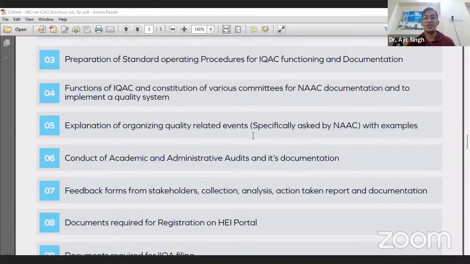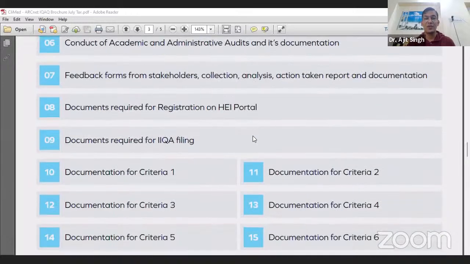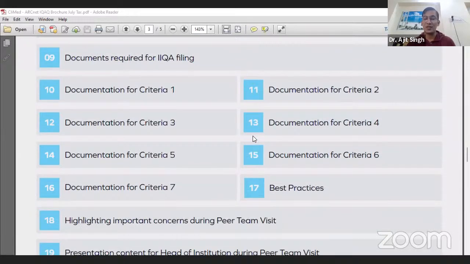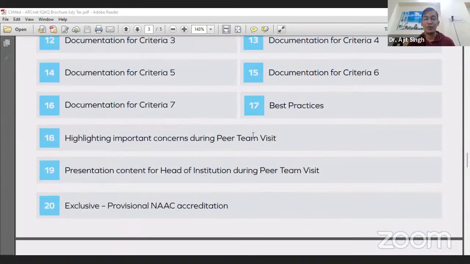process, explanation of organizing quality related events, conducting academic and administrative audits and their documentation, feedback forms for stakeholders, collection from the stakeholders, analysis, and preparing the reports, and documentation required for registration on the HEI portal, documents required for IIQA filling. All the criteria we are covering thoroughly. Criteria 1 to 7, we are covering all the things thoroughly, and we are also highlighting the important concerns during the peer team visit, presentation content for the head of institution during the peer team visit, and exclusively we have added a provisional NAAC accreditation program session in this course.